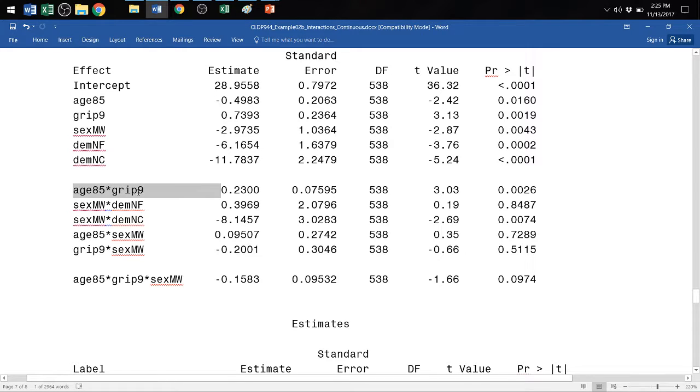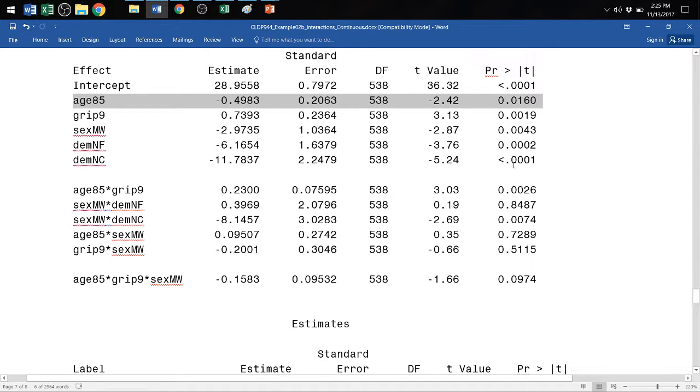Age by grip, conditional or unconditional? Conditional on, yeah, this is specifically for men. So if we look at this right here, the age by grip interaction is specific for men.